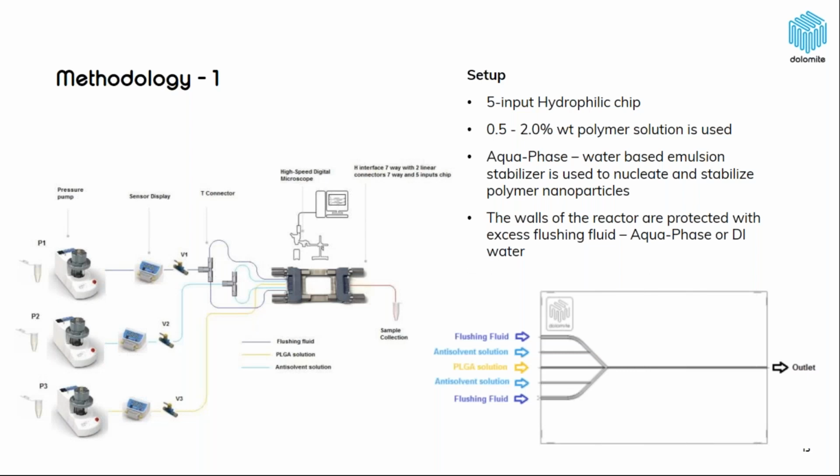And what's happening here is the PLGA solution will be brought in through the central channel, marked in yellow, and the anti-solvent solution will be brought in only two channels immediately outward from it. And you'll also have what we call flushing fluid. What is the purpose of the flushing fluid?